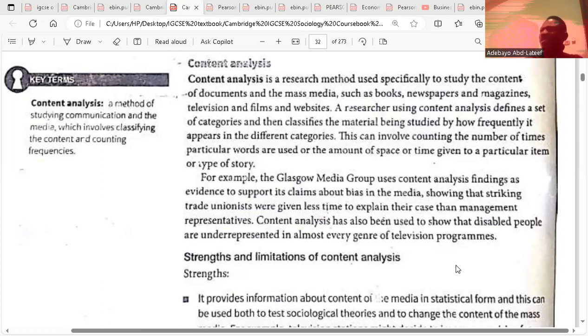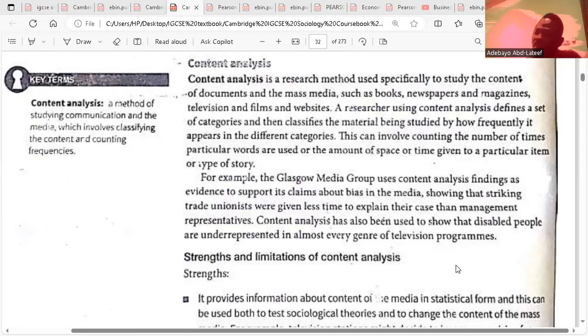So the mass media talks about a topic frequently. They continue to talk about the same topic frequently. That is what you base your research upon. That's what we call content analysis. Is it clear? Yes. So what are the strengths of using content analysis?